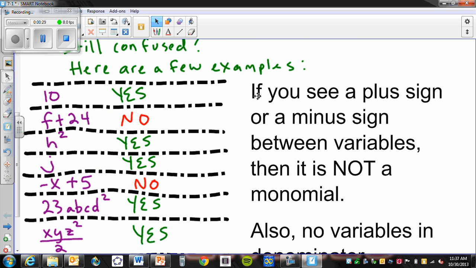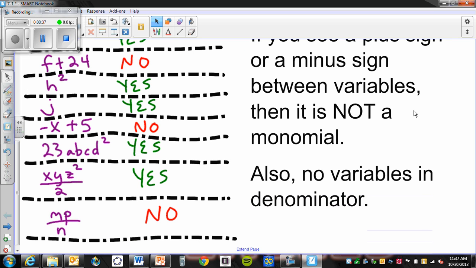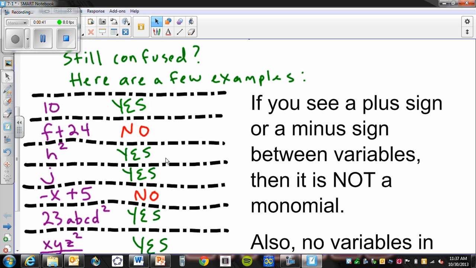A couple rules real quick. If you see a plus or a minus sign between the variables, or between a variable and a constant, it's not a monomial. Also, you cannot have any variables in the denominator. So let's go here. The number 10 is a monomial because it's a constant. It's just a number. F plus 24 is not a monomial because it has addition in between.